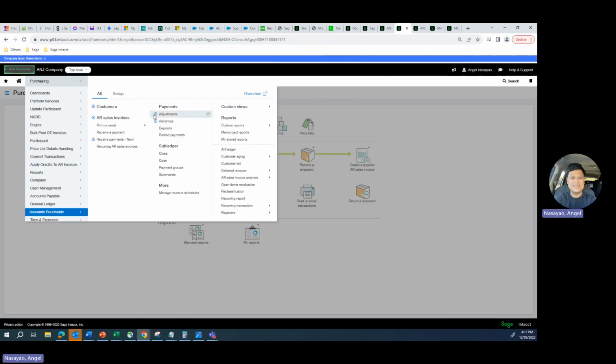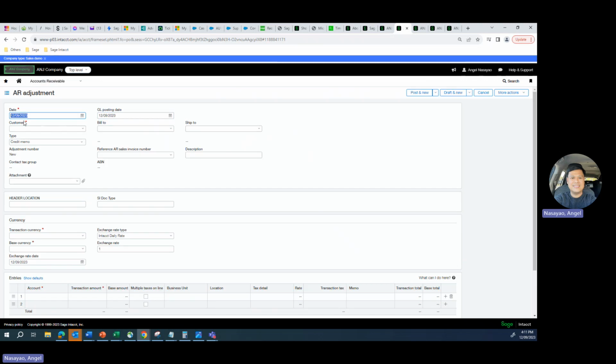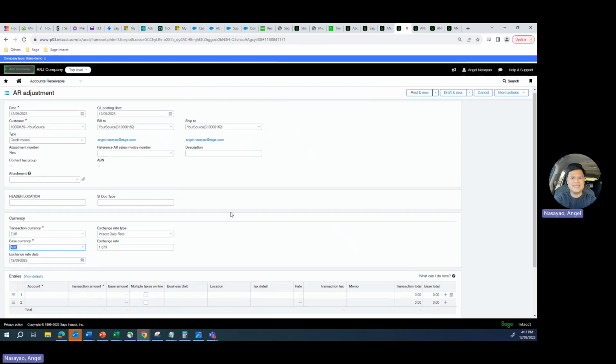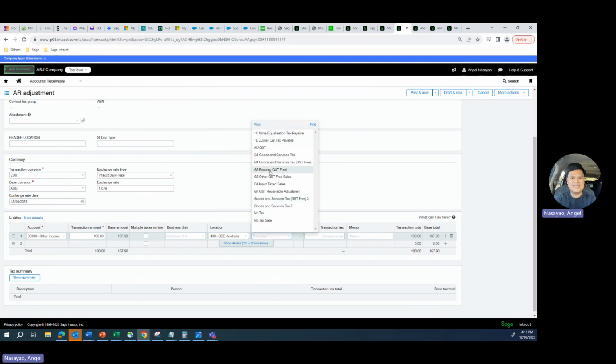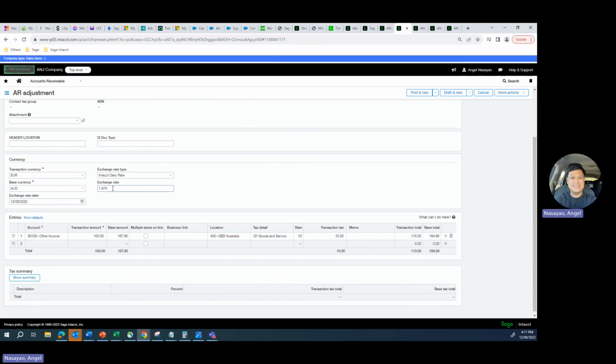For the whole amount, right? So you have the adjustment in here, which is today, and the customer in there. I think I have this new customer that I created as well. The transaction currency, we want it to be in EUR, and base currency is in AUD. That's what we want, right? I'll just use the same account in there. And for tax detail, I have G1. The exchange rate is actually different in there.